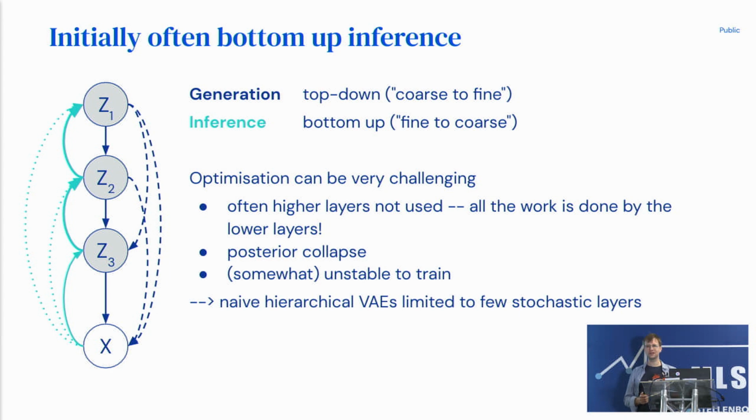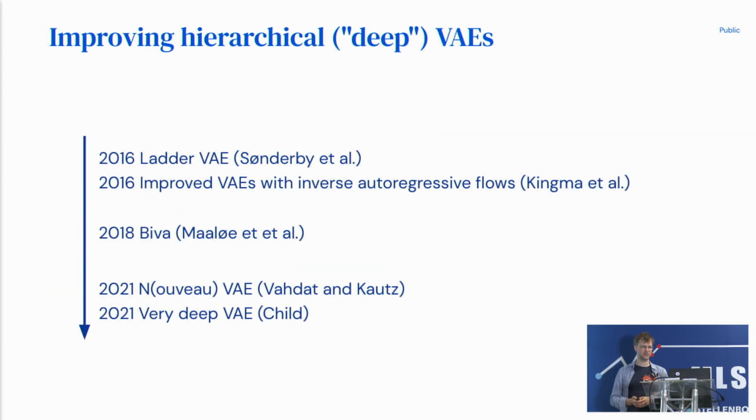And because of the challenges that I mentioned before, if you just write down an architecture like this and try to train it, it will be very difficult on an optimization level. And the naive hierarchical VAE is limited to very few stochastic layers for that reason. And then over the years, people have developed more and more techniques and architectures and structures in order to make it work. So there was the ladder VAE and kind of the improved VAEs with inverse autoregressive flows papers in 2016 that did parts of that.